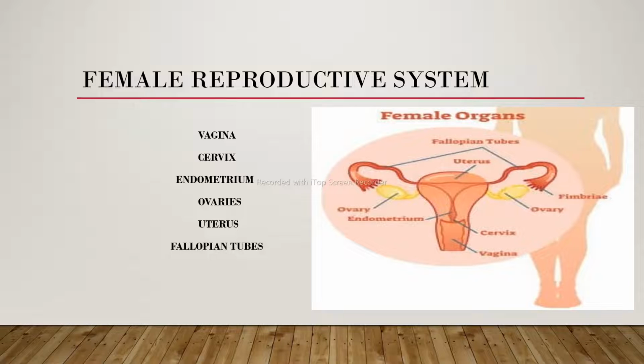Next are the fallopian tubes. Fallopian tubes are narrow tubes that are attached to the upper part of the uterus and serve as pathways for the egg cells to travel from the ovaries to the uterus. Next is the fimbriae. It's a fringe of tissue around the ostium of the fallopian tube, in the direction of the ovary. So that comprises the female biological features.